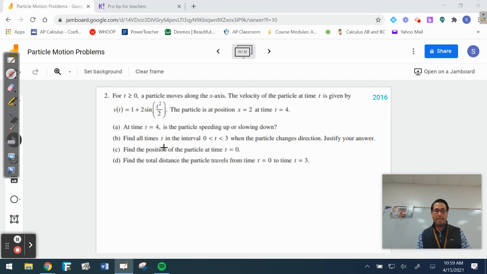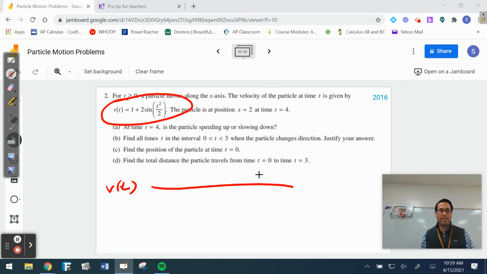Here we go. Part B, find all times t when the particle changes direction. Well, how do I know when it changes direction? Whenever velocity changes sign. So guess what? You can just graph this. And if you graph it, you want to know when velocity is 0. And velocity will be 0 at 2.707468. And if you look very carefully, it changes from positive to negative at that value. So it changes direction at 2.707468.